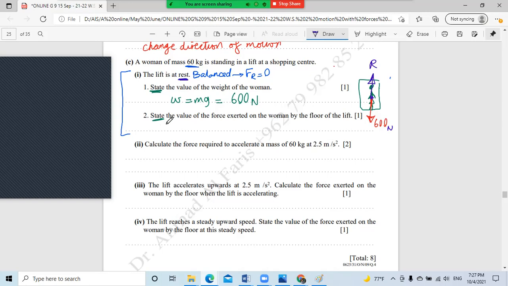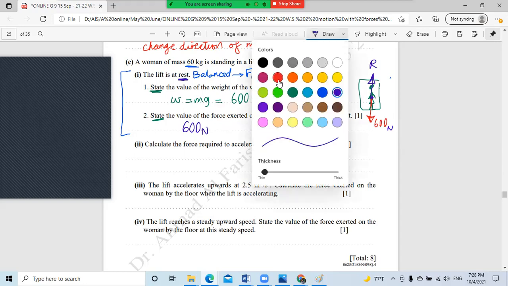It's also 600 Newton. Why is it 600 Newton? Thank you, Selma. Because the forces up and the forces down are equal. Because the object is at rest, it's balanced, the resultant force equals 0. So the weight downwards, 600 Newton, equals the force from the lift upwards on the woman. And these forces are equal, so 600, 600, exactly. Shukran. Muhammad, this is the answer for the next question.